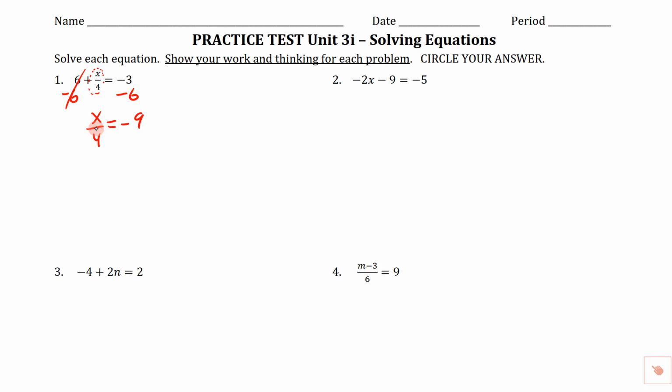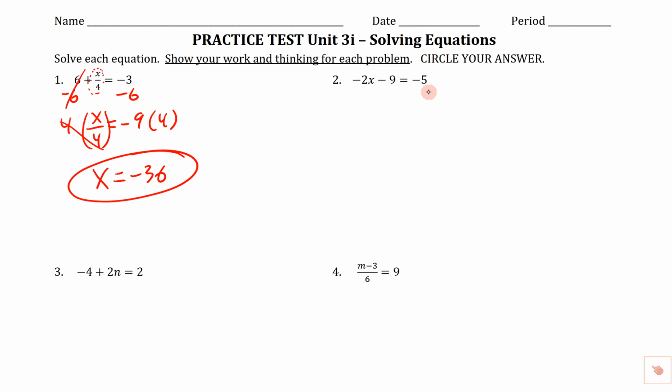And now we need to undo dividing by 4. So we're going to multiply both sides by 4. Notice the set of parentheses to show that multiplication. Those are going to cancel. So we get x on this side, and then a negative 9 times 4 is a negative 36. So we'll go ahead and circle that.